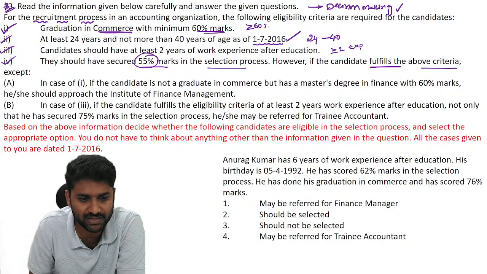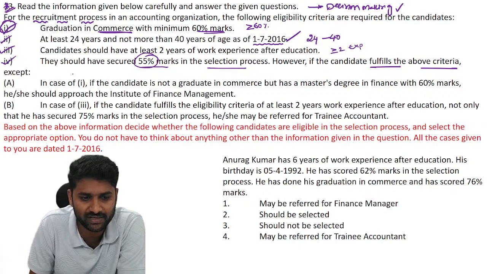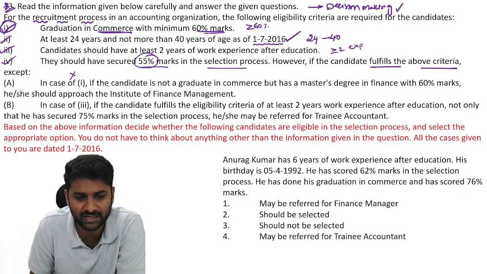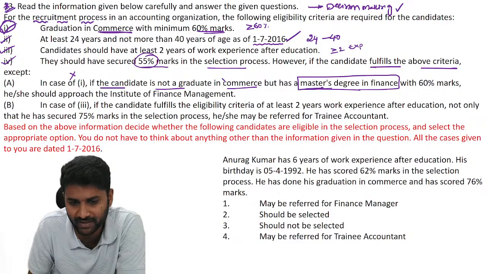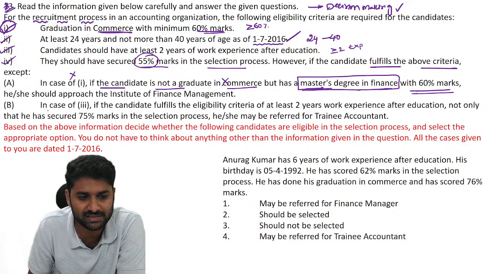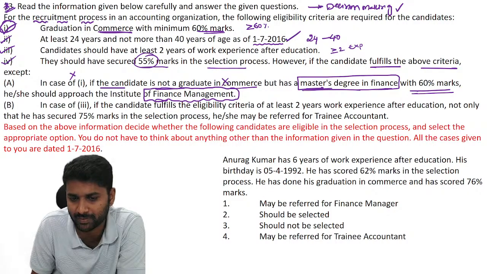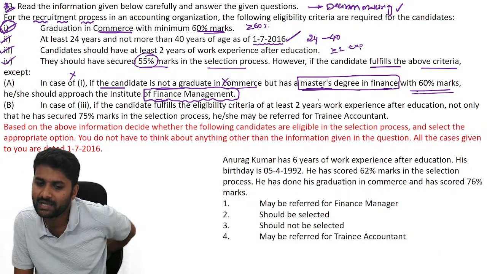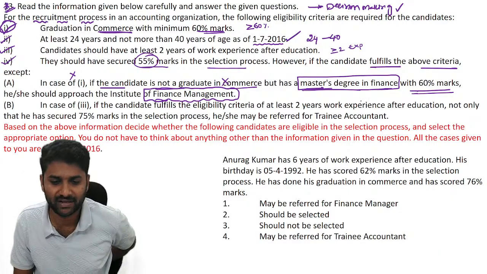So what is the first exceptional case? If the first one is not satisfied, for example, 2, 3, 4 are satisfied but 1 is not, there is some other condition. If the candidate is not a graduate in commerce but has a master's degree in finance, if the guy is not from a commerce background, then we have other concern. If the master's degree in finance with 60 marks, then he or she can approach the Institute of Finance Management. So they can approach without having any commerce background, but that other criteria has to be fulfilled. That other criteria is a master's degree in finance.